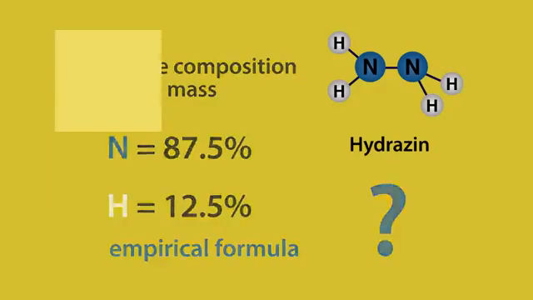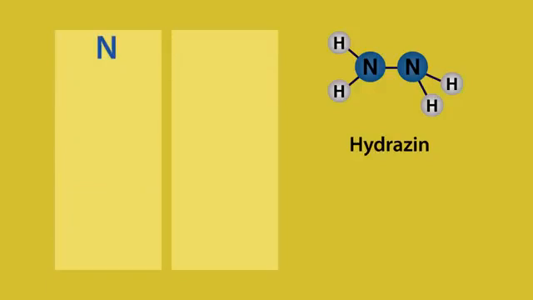Firstly, we have a column for each element. N for nitrogen and H for hydrogen. Then, under each element, we put the percentage composition by mass. So that's 87.5% for nitrogen and 12.5% for hydrogen.